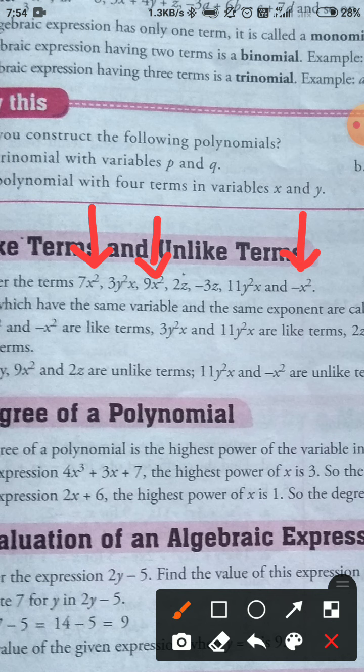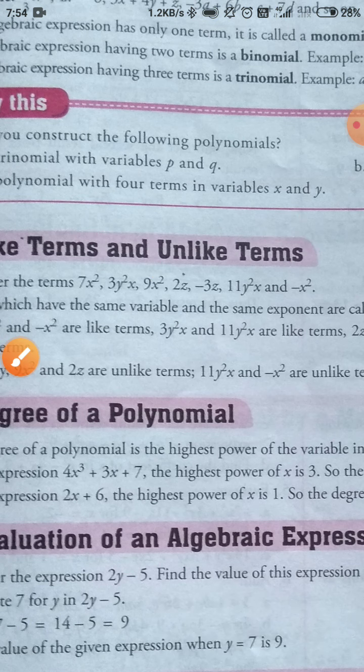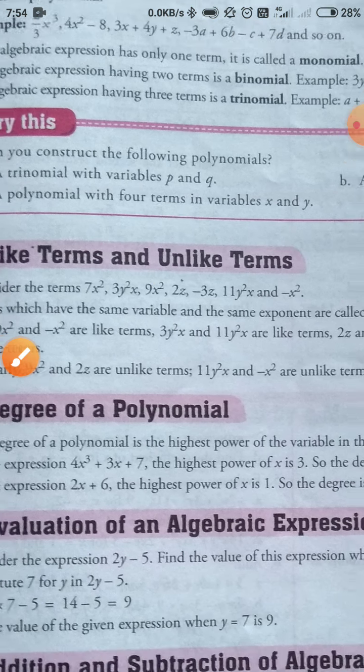In the second case, you can see that y square x is given. So 3y square x and 11y square x are like terms. And 2z and 3z are also like terms, right? Because their variables are the same and their powers are also the same. And the rest of the pairs are known as unlike terms.